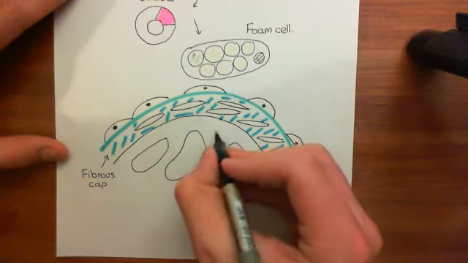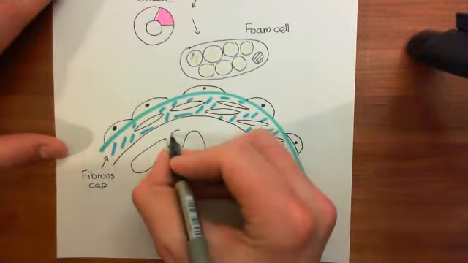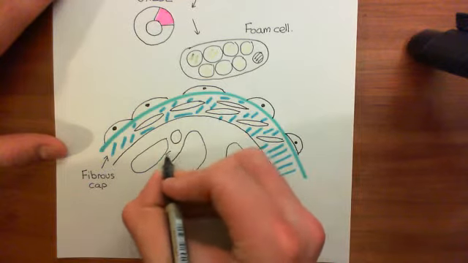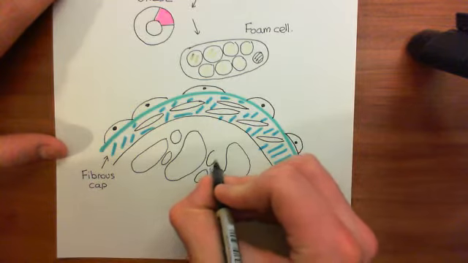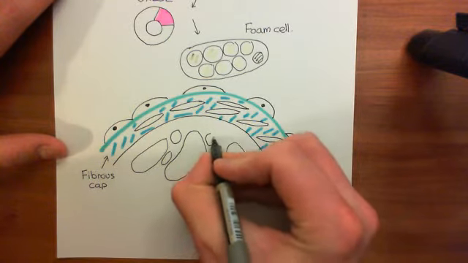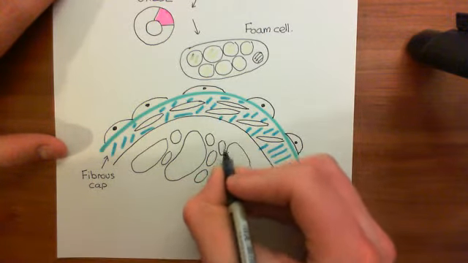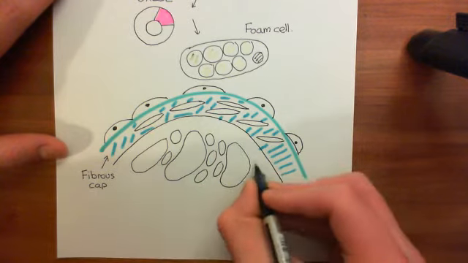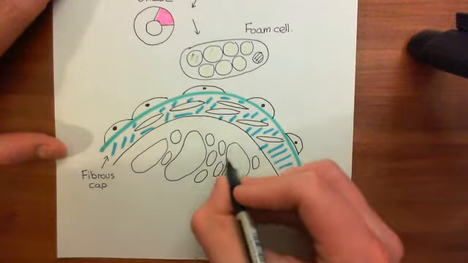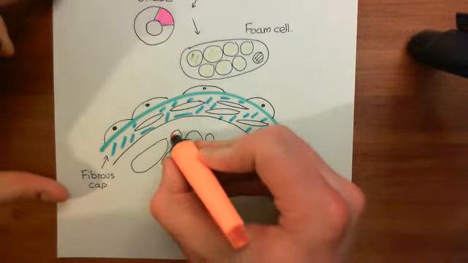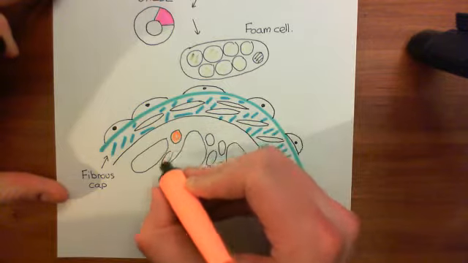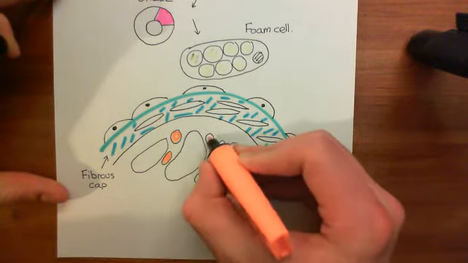Here's a cholesterol crystal, that'll be enough cholesterol crystals. Then we have loads of these foam cells here, which are cells full of cholesterol stored in droplets, and they're on their way to being part of these cholesterol crystals, basically. They're on their way to dying and releasing their cholesterol into these growing cholesterol crystals. So in orange, let's have the foam cells.